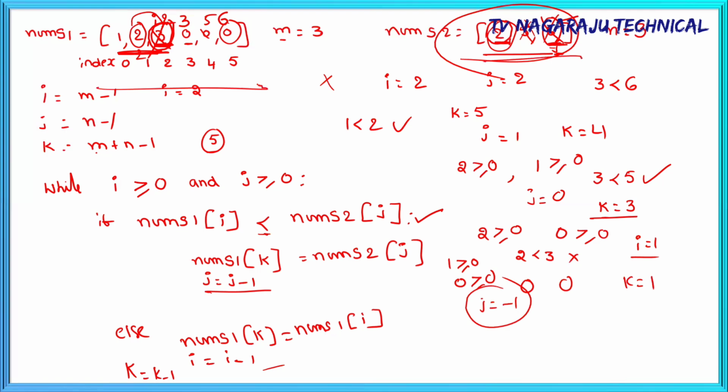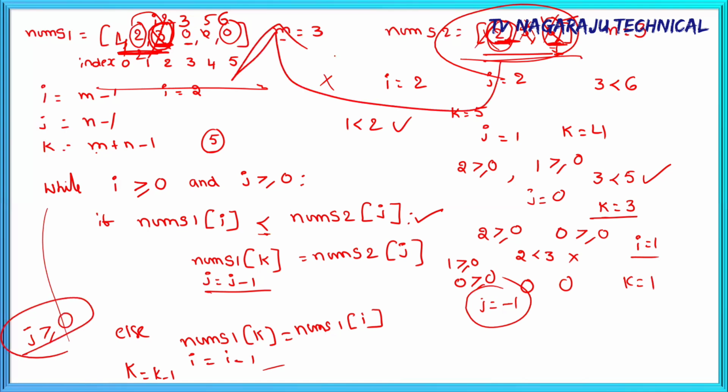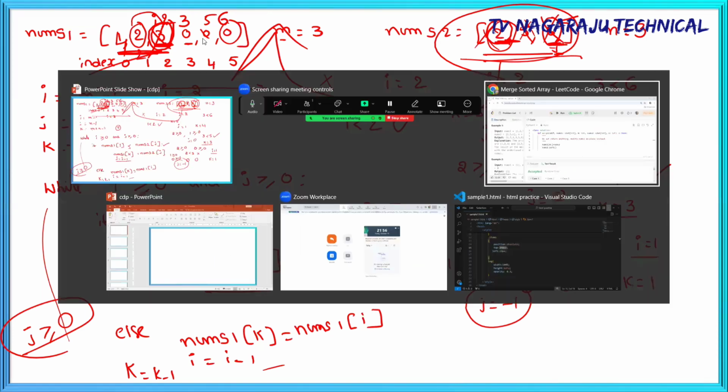No need to do this one. For example, here assume this value is somewhat greater than this one. It is not possible. That means while coming out of the loop, we are checking j greater than or equal to 0, which means all the remaining elements are also copied. You got the point? In one situation, we are not copying this one. Yes. Now I will write down the program.